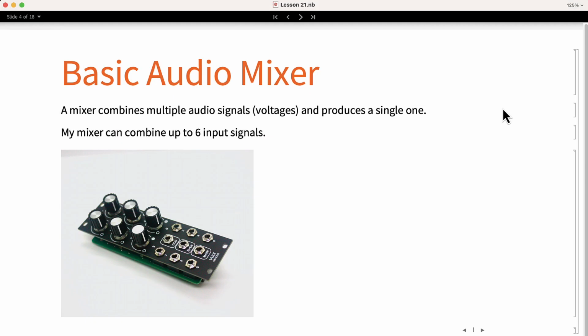The first circuit that we are going to check is an audio mixer. The purpose of an audio mixer is to combine multiple audio signals, which are voltages, and it produces a single audio signal. This is useful, for example, when you have multiple sound sources like drums, guitar, and voice, and you want to combine them so you can hear them in a pair of speakers. The module you see on the screen is my mixer module, and it can combine up to 6 audio signals, providing volume control for each signal individually. For educational purposes, we are going to analyze a reduced version of the mixer that has only 3 channels.